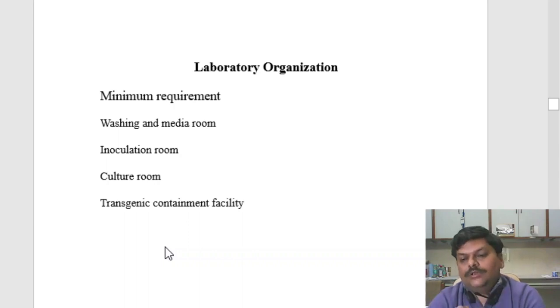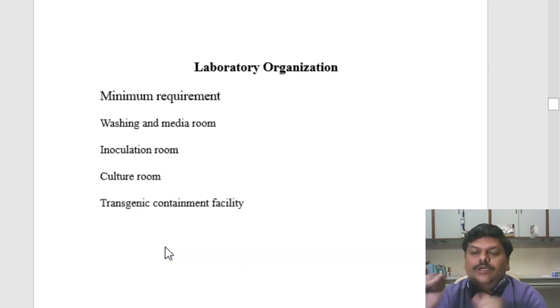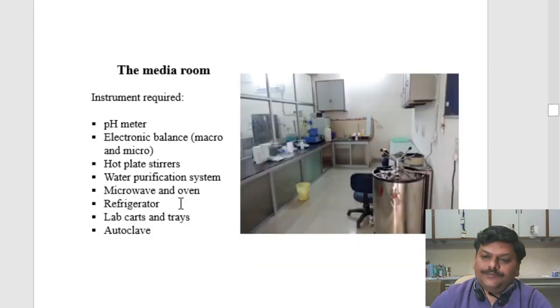Out of these components, washing and media room and inoculation can be in the same big room in two different corners, and the culture room can be a third extension to the same facility, as I will show you in a subsequent slide. Normally, the transgenic containment facility is outside the actual plant tissue culture laboratory.